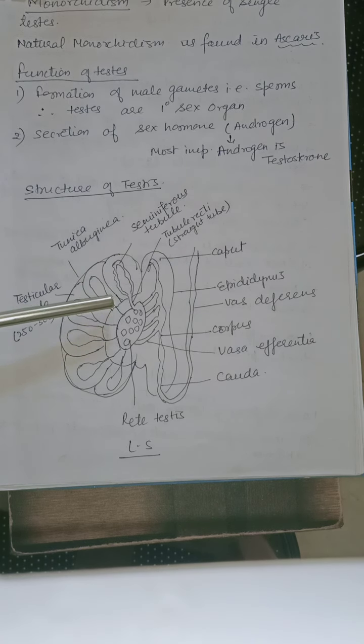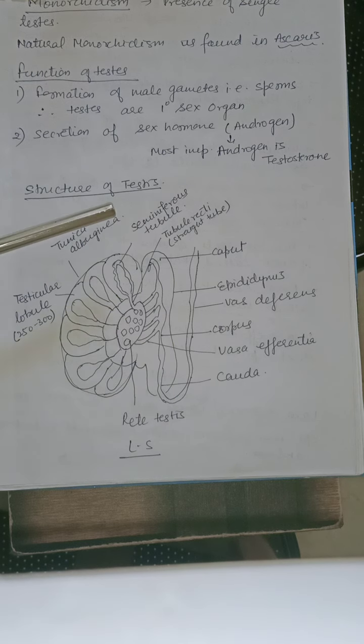Tubuli recti. This is a straight tube. The seminiferous tubule was coiled, but this tubule recti is straight. These tubuli recti meet together and form the rete testis, a network-like structure called rete testis. Rete testis leads into vasa efferentia. These are also small tubes which arise from the rete testis. These vasa efferentia then merge into the epididymis.